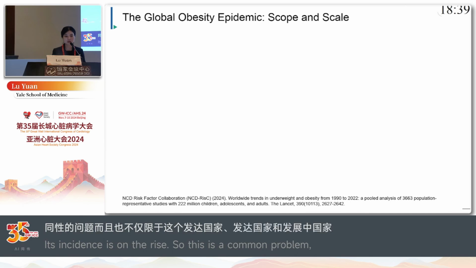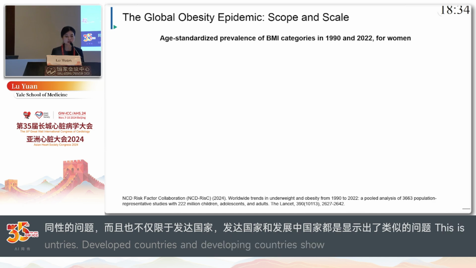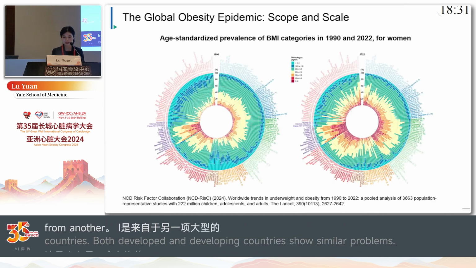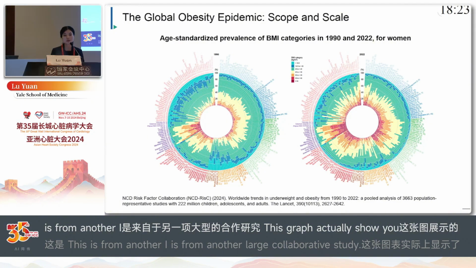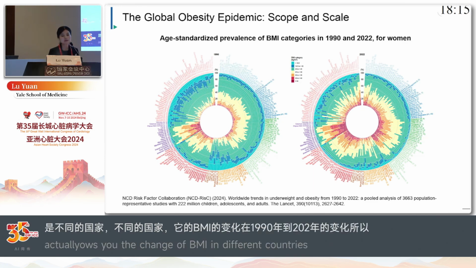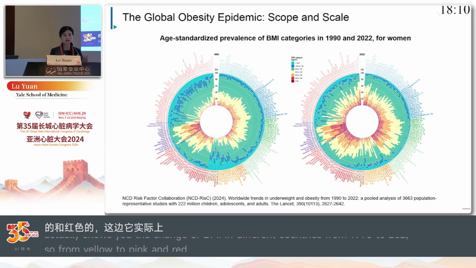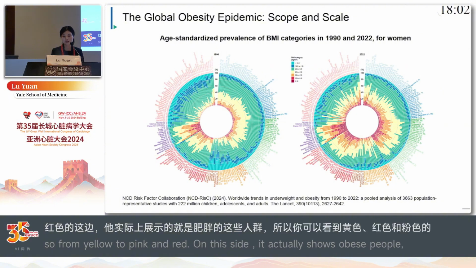What is the scope and scale of the obesity epidemic? This is from another large collaboration, the NCD Risk Factor Collaboration. This graph shows individual countries and the prevalence of each BMI category between 1990 and 2022. Just by looking at the color scale, the yellow, pink, and red colors indicate overweight and obesity. In a snapshot, you can see the areas of different colors change over time. The area with yellow and red color increases.